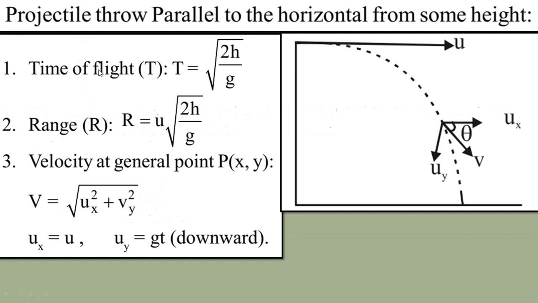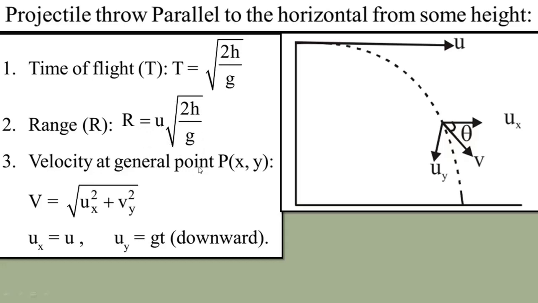Then, projectile thrown parallel to the horizontal from some height. If a projectile is thrown parallel to the horizontal, where v is the final velocity, then ux, uy are the components of velocity, with respect to angle theta with respect to the horizontal. So time of flight, capital T, is equal to square root of 2h divided by g. Range R is equal to u into square root of 2h divided by g.